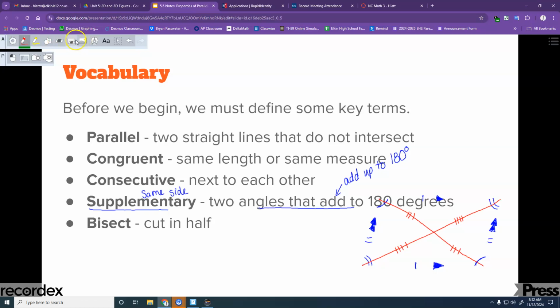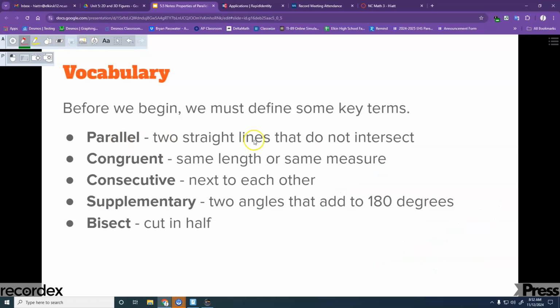So, this just runs through some vocabulary. I already really went over a lot of this. Parallel is 2 straight lines that do not intersect. Congruent, same length or same measure. Consecutive means next to each other or same side. Supplementary means they add to 180, and bisect means to cut in half. So we've talked about those sort of as we went along.